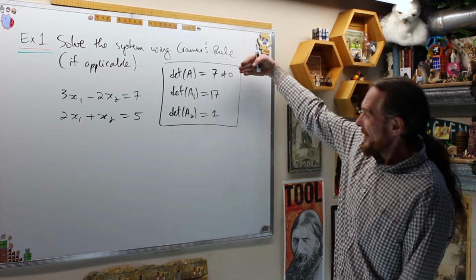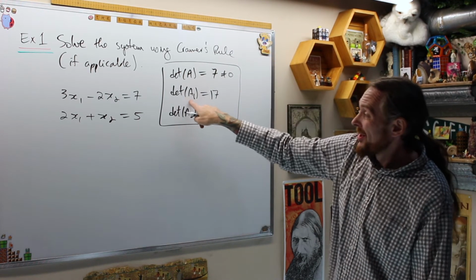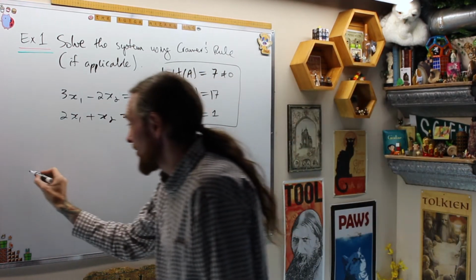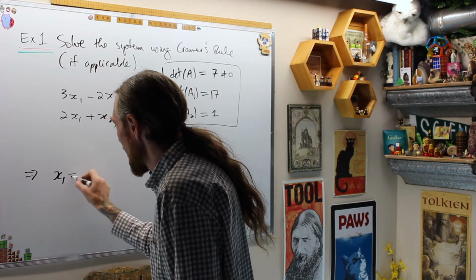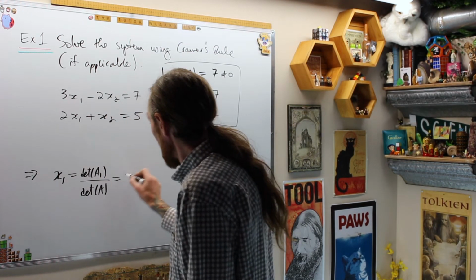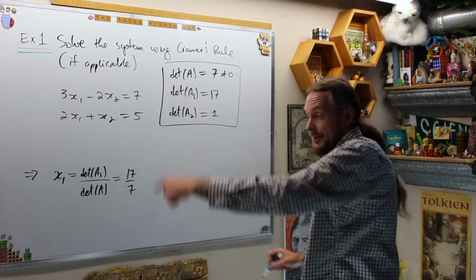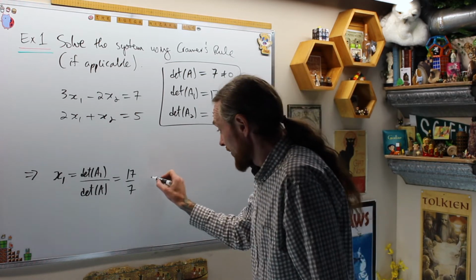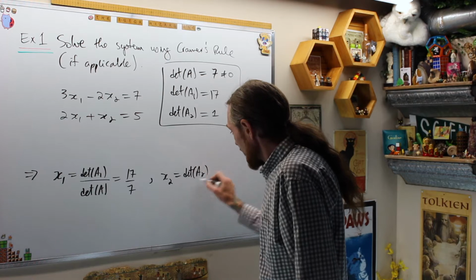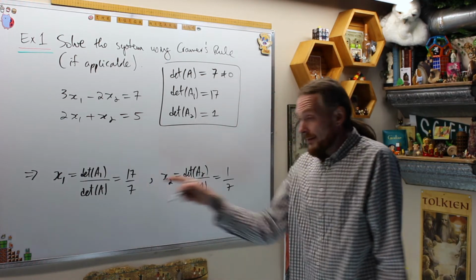What did we find? We found the determinant of A was 7, which is not 0, which tells us that we have a unique solution. The determinant of A1 was 17. The determinant of A2 was 1. What do we do with that information? That tells us our unique solution, x1, is the determinant of A1 over the determinant of A, which is 17 over 7. Try that with row reduction, and you're going to have fractions with 1/7. And that tells me immediately x2 is the determinant of A2 over the determinant of A, which is 1 over 7. This is the unique solution.